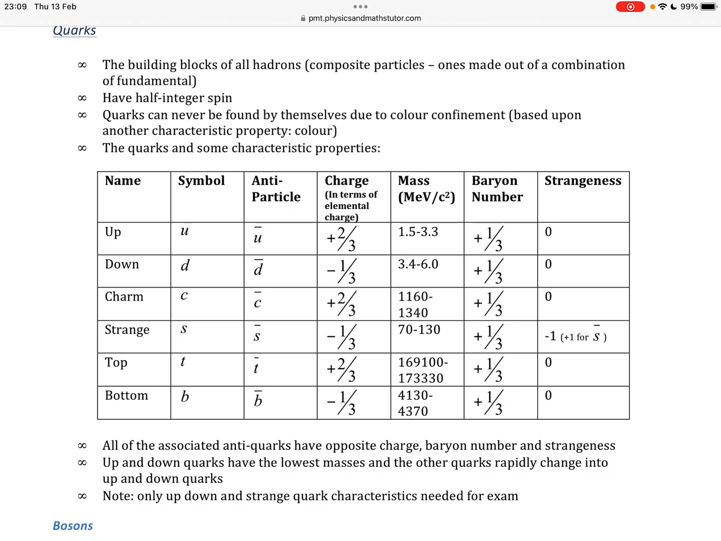Top, t, charge 2 over 3, baryon number 1 over 3, strangeness 0. Bottom, b, charge negative 1 over 3, baryon number 1 over 3, strangeness 0. All of the associated antiquarks have opposite charge, baryon number and strangeness. Up and down quarks have the lowest masses, and the other quarks rapidly change into up and down quarks. Note that only up, down and strange quark characteristics are needed for the exam. Up, down, and strange. Okay?